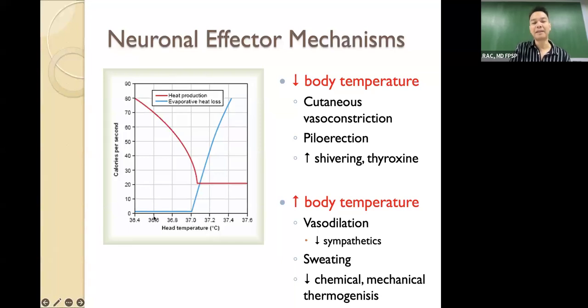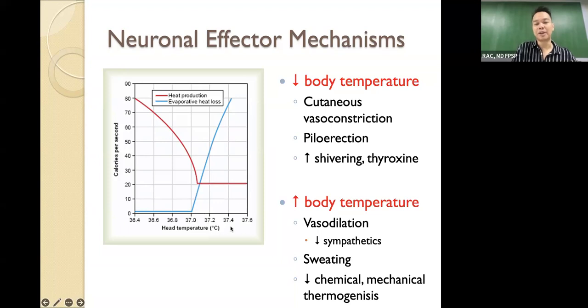But if the body temperature is lower, you will notice you have more heat production. Such as vasoconstriction, piloerection, activation of the shivering mechanism, that's mechanical thermogenesis, and a release of thyroid hormones. And this is chemical thermogenesis. So those processes will increase whenever our body temperature is colder. So heat is produced in order to make the body temperature at 37 degrees. So it matches the set point.